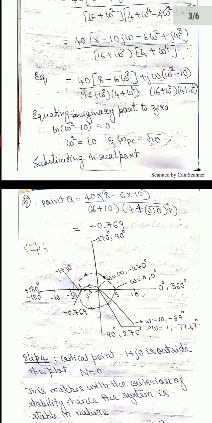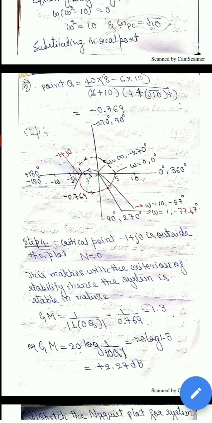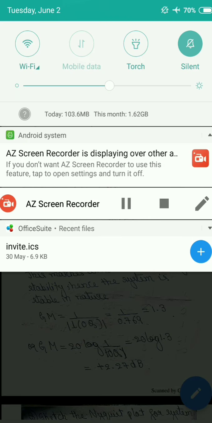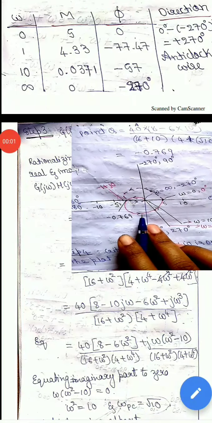After substituting you'll get point Q is equal to 40 into 8 minus 6 into omega square value, which is 10, over 16 plus 10 into 4 plus square root of 10 to the power of 4. Then if you calculate that, point Q is equal to minus 0.769. Okay. I hope it is visible.